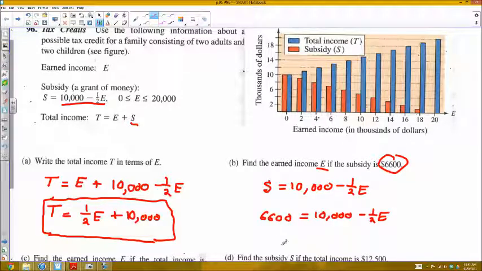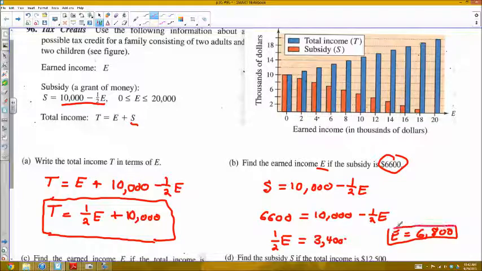When I solve this, I add 1/2 earned income to both sides. I'll get 1/2 E on this side. I'll subtract 6,600 from both sides, and I'll get 3,400 over here. Multiply both sides by 2 to isolate E, and I end up with earned income is $6,800. So what that means is I'll earn a subsidy of $6,600 when I have an earned income of $6,800.